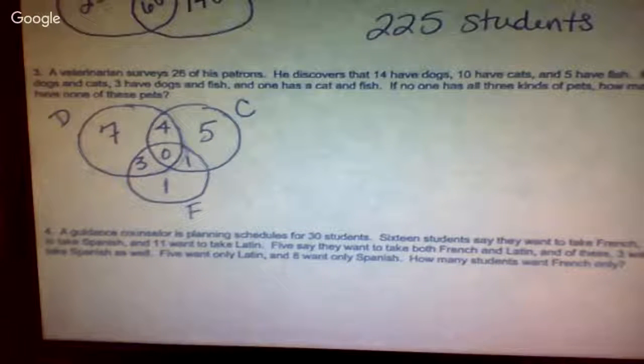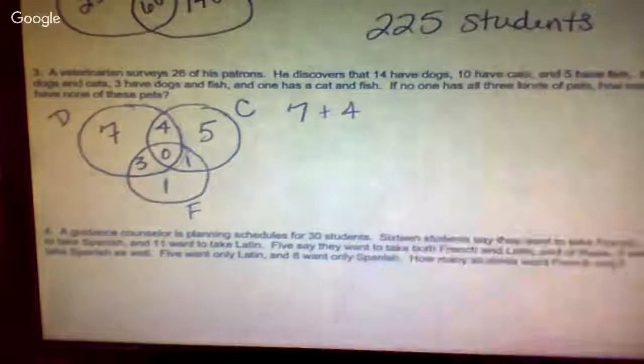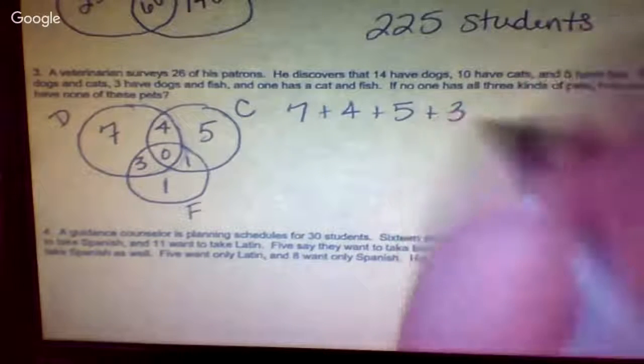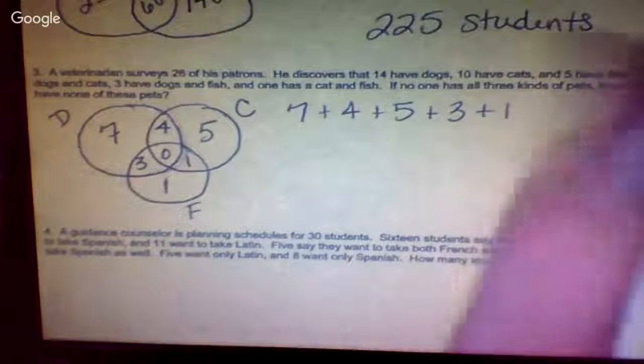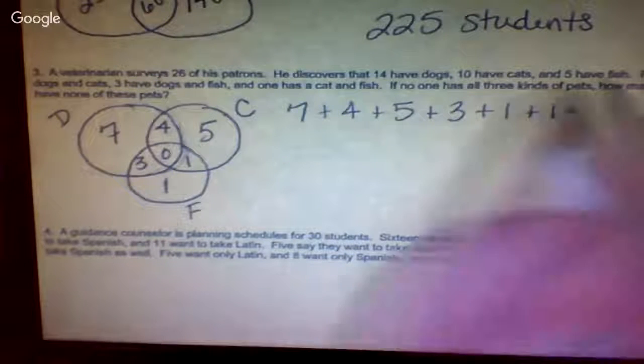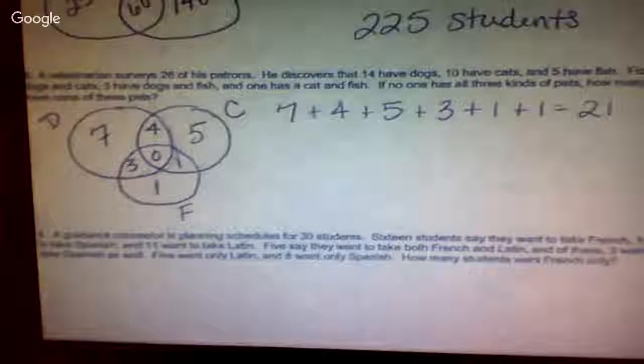Okay, so in order to find that, just like we did at the top one, we had to find out how many have the animals and then figure out how many do not. So we've got 7 that have just dogs, plus 4 that have dogs and cats, plus 5 that just have cats, 3 that have dogs and fish, 1 that has a cat and a fish, and 1 that just has a fish. That gives me 21. So 21 have all of these pets, which means we have 5 that have none.